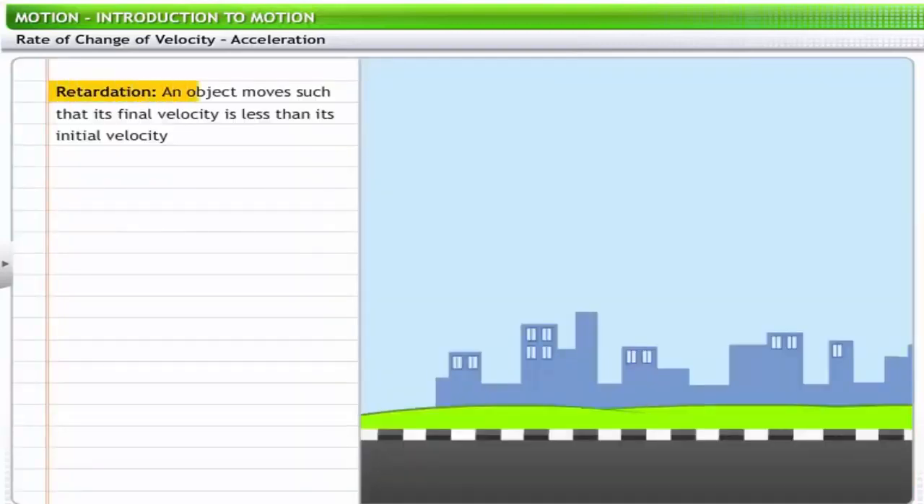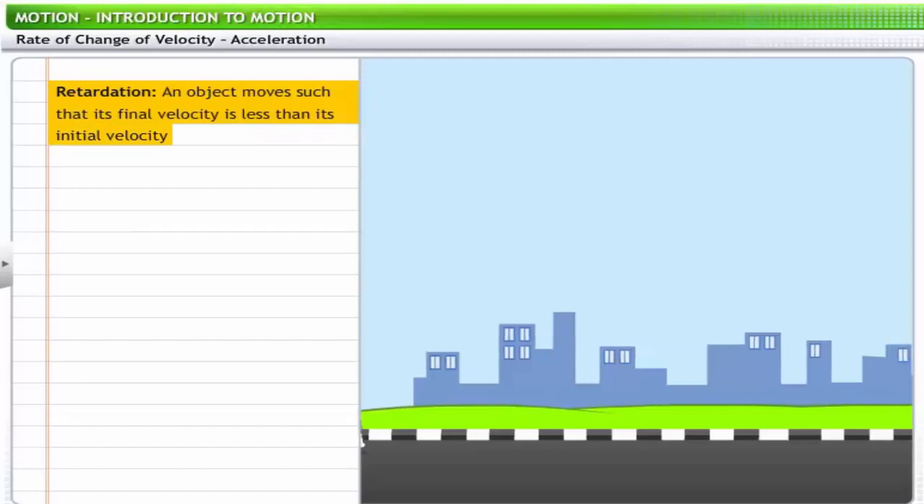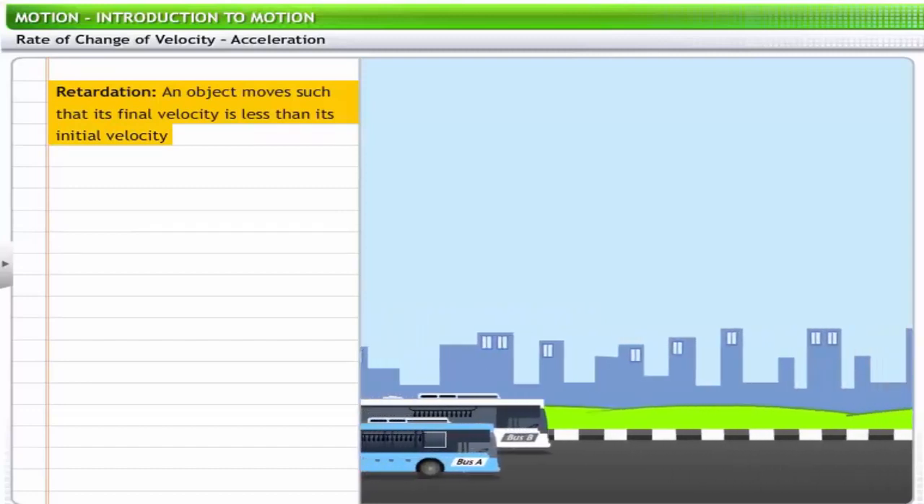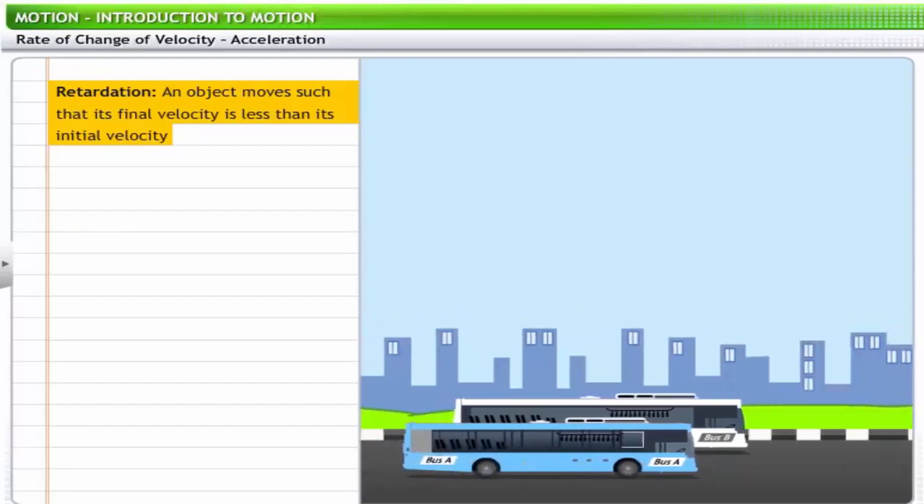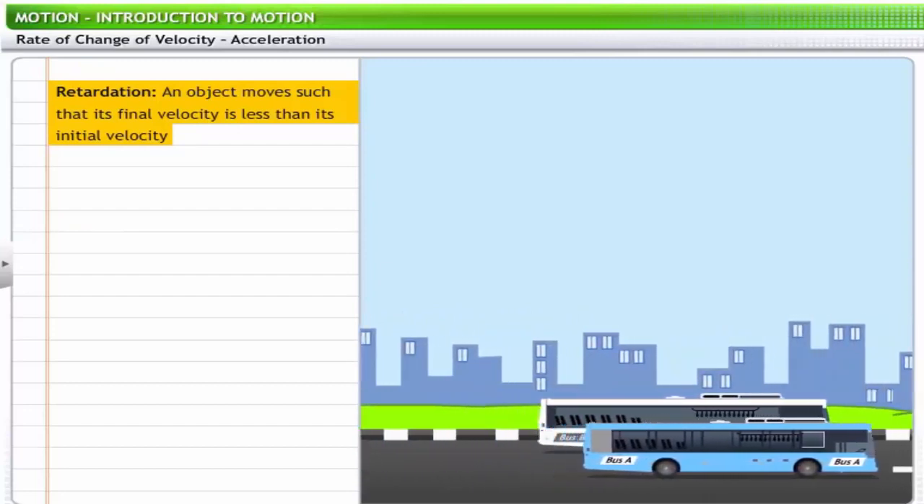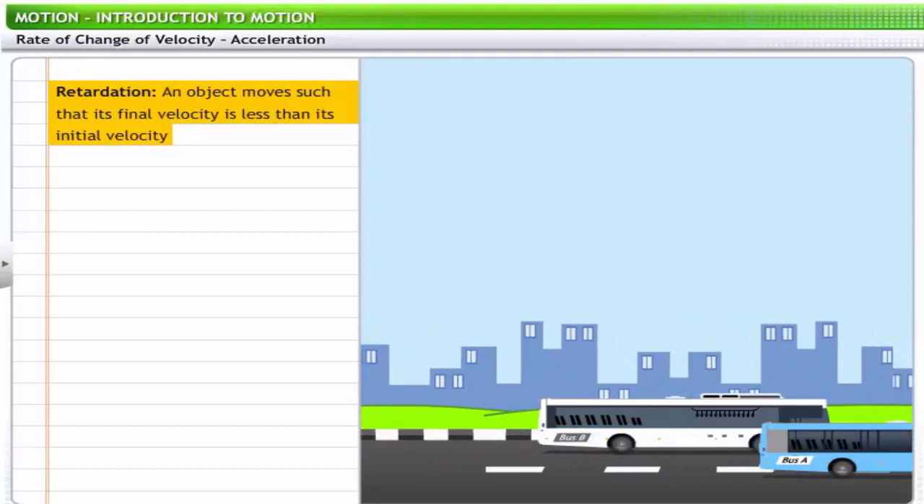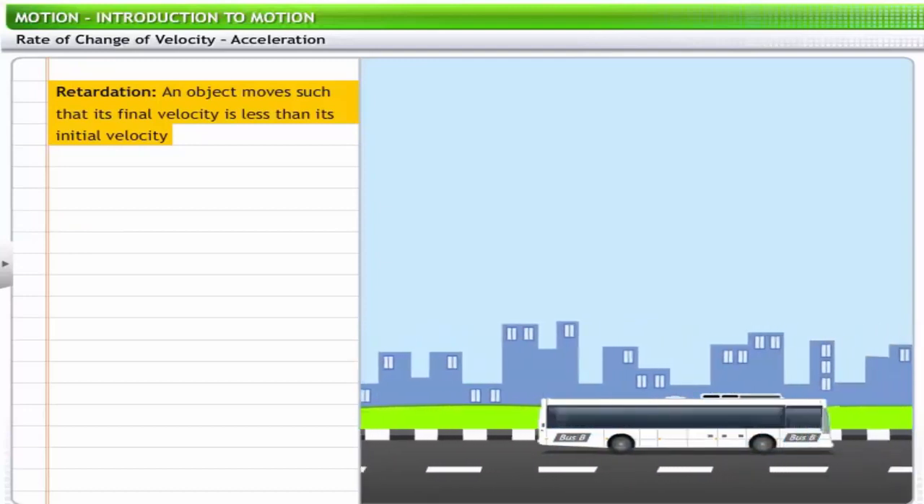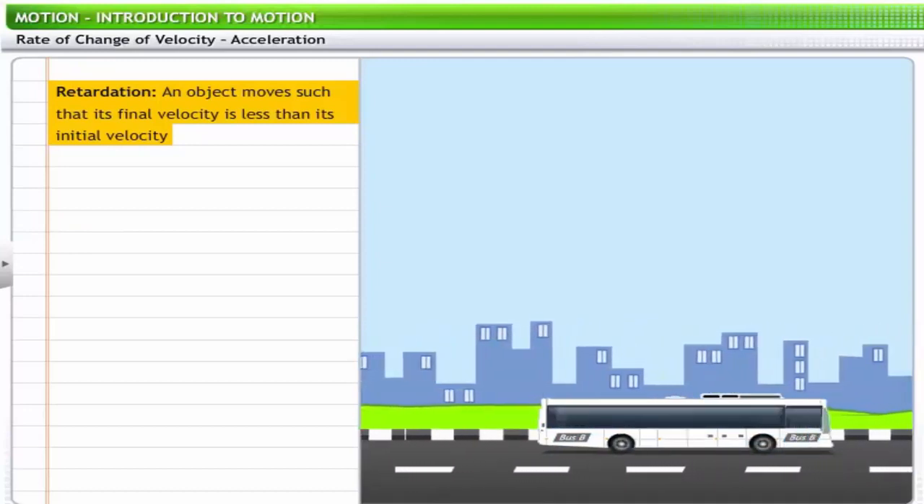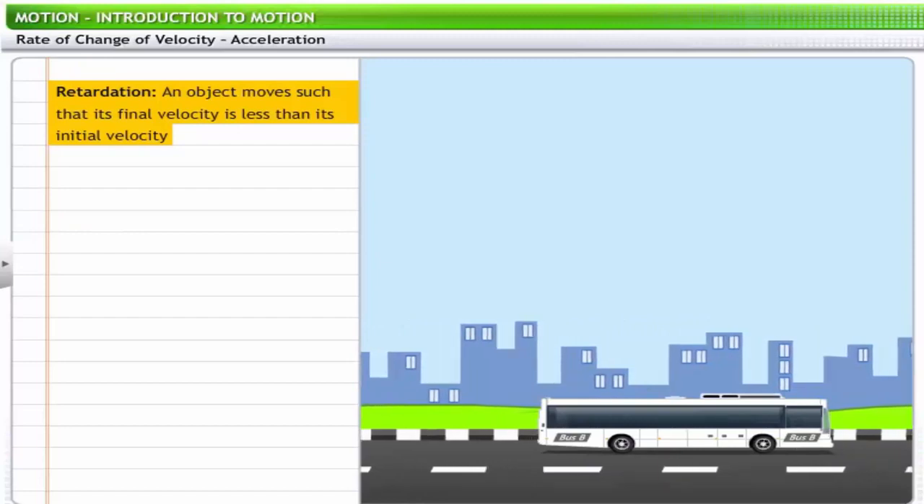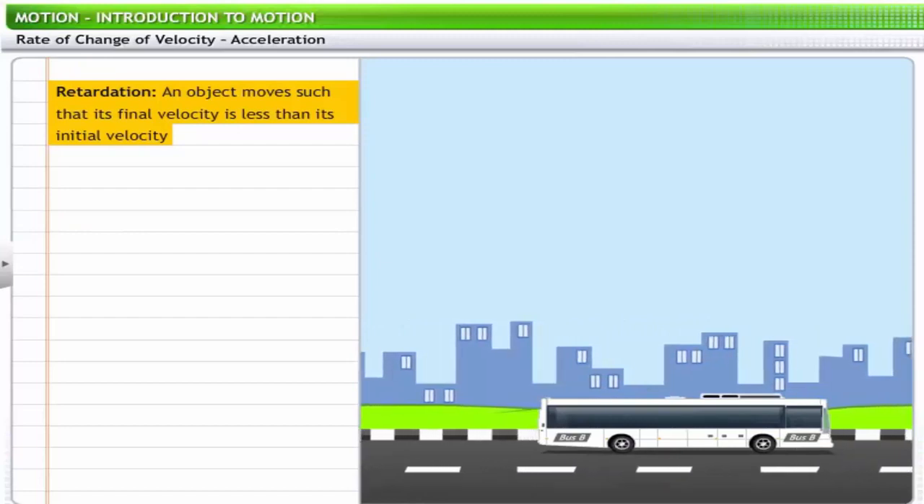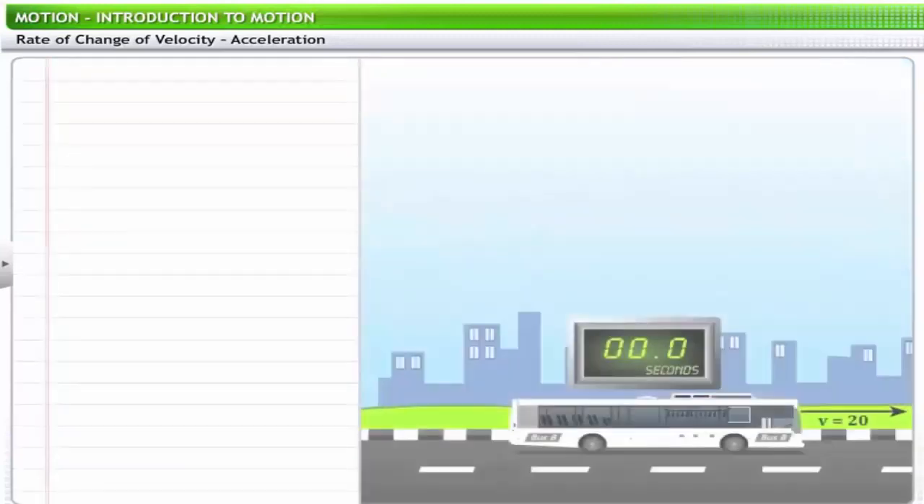When an object moves such that its final velocity is less than its initial velocity, it is said to possess negative acceleration or retardation. Here, the two buses A and B are moving along a straight path. The bus A is gaining velocity, hence it is accelerating, whereas the bus B is losing velocity, and hence it is retarding.